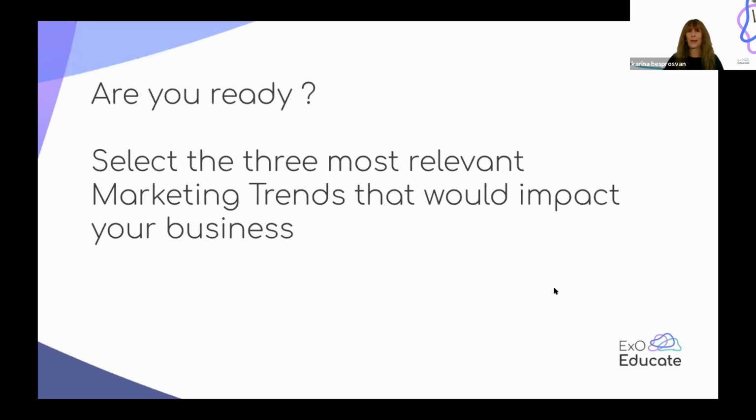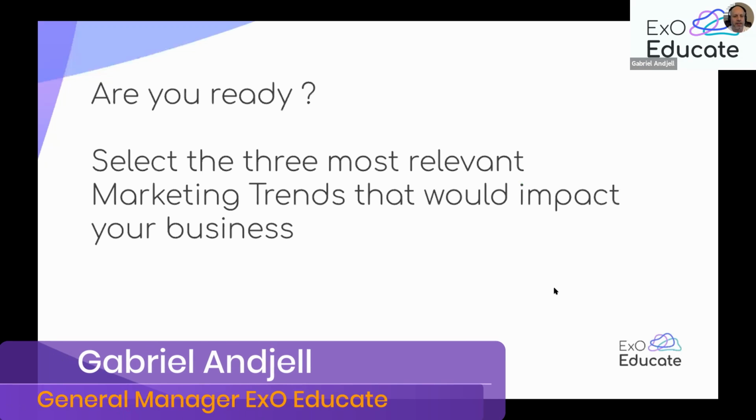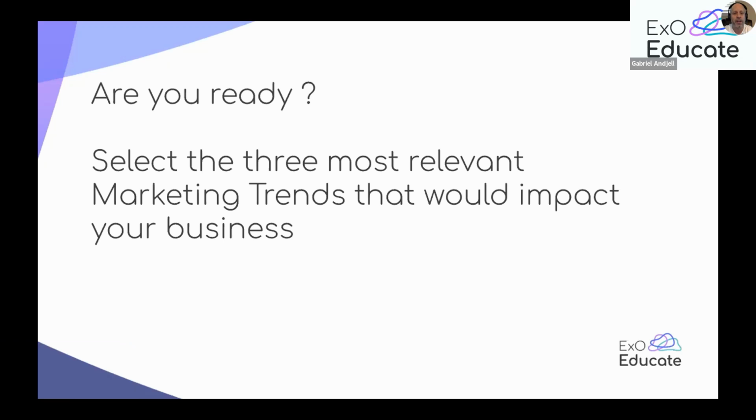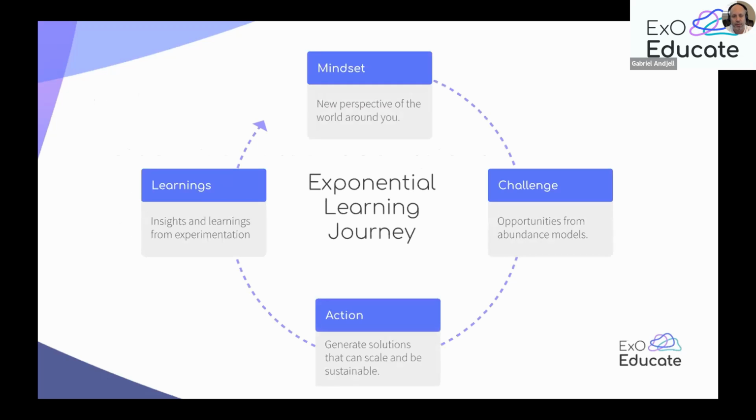Gabriel, to you. Perfect. Thank you, Kari. So the invitation here is just like, okay, let's think about all these marketing trends, all these attributes. And if you want to select, okay, which are the 3 that really need to be developed? Which are the 3 where I can start? So that's just an invitation for you to keep thinking on these trends, on these attributes, to plan ahead on the next steps on your exponential transformation.